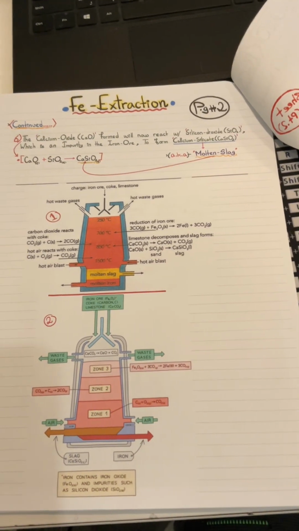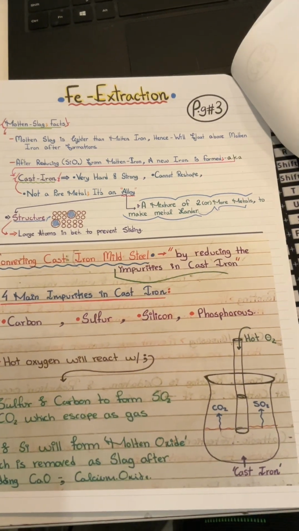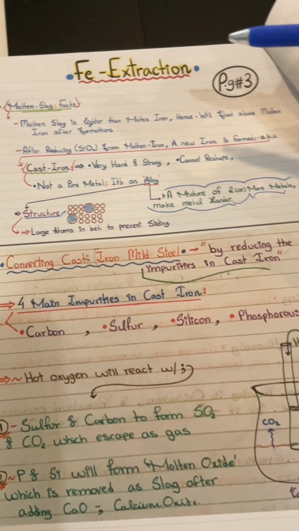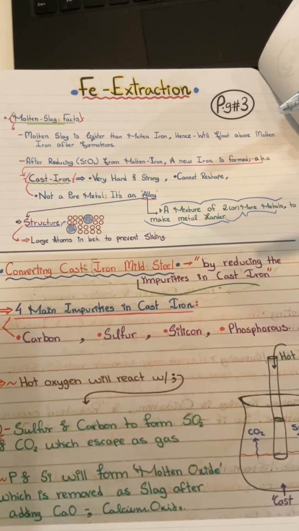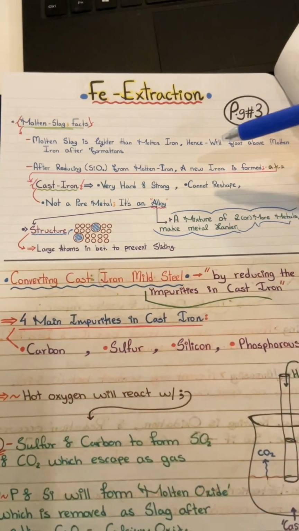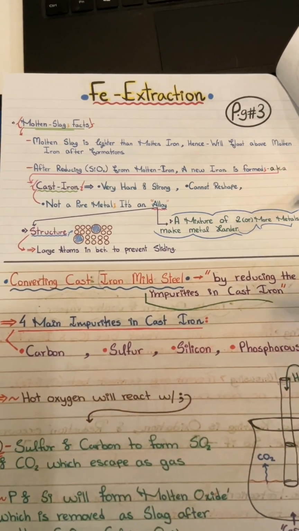This is the diagram for this extraction using the blast furnace. Okay, now I'm just going to go through some quick facts about molten slag. Molten slag is much lighter than molten iron, so it will float on the molten iron. Okay, after reducing SiO2 forming molten iron, a new iron is formed.